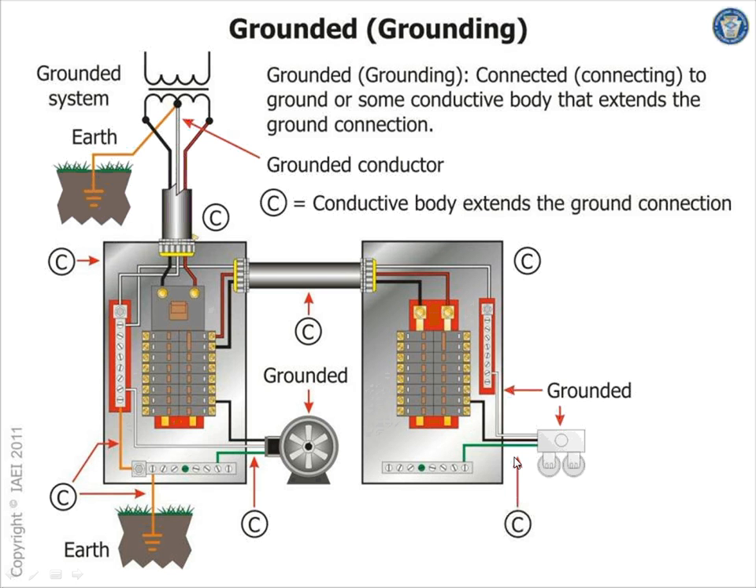Very simple here. That's what you guys call the ground. When you pull a 20 amp branch circuit to feed a bunch of lights, you pull with it a number 12, typically a number 12 equipment grounding conductor. That's the grounding part of the system.